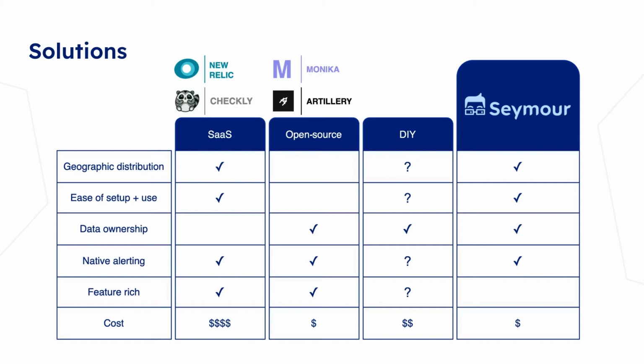Because Seymour is open source and self-hosted, it allows users to maintain sole ownership of their data. Seymour enables users to configure alerts to be sent over 1 or more of 3 channels: email, Slack, and Discord. And finally, since the only cost of Seymour is the cost of the AWS infrastructure it runs on, it's inexpensive, especially relative to its SaaS peers.